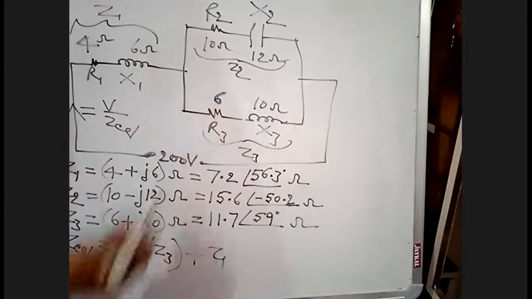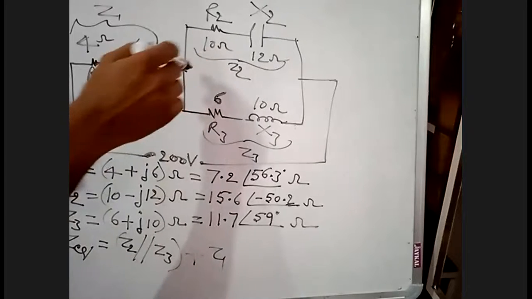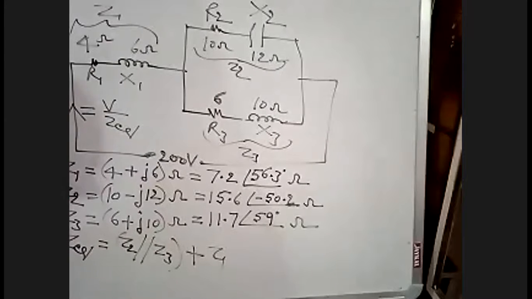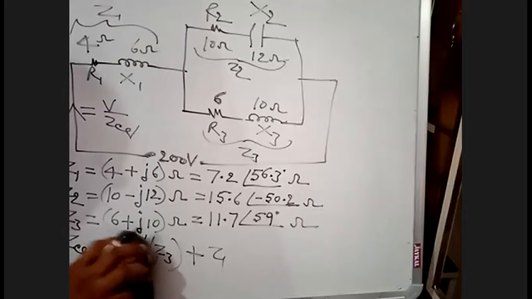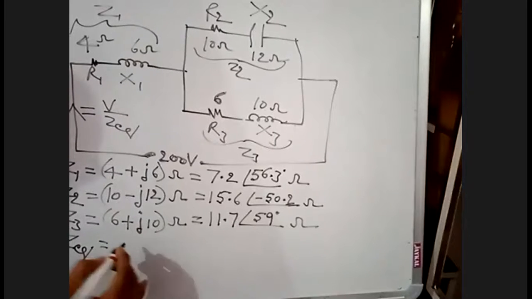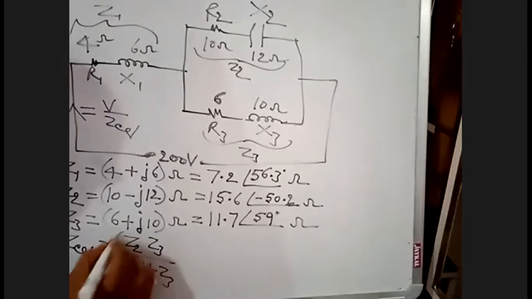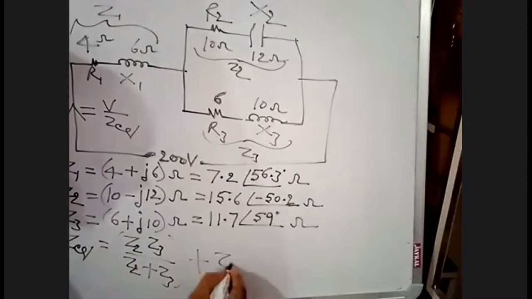These two, Z2 and Z3, are in parallel. This parallel combination will come in series with Z1. Now I will determine this Z equivalent. Z2, Z3 parallel means Z2 Z3 by Z2 plus Z3, plus Z1. If two impedances are in parallel, it is R1 R2 by R1 plus R2. That is Z2 Z3 by Z2 plus Z3.